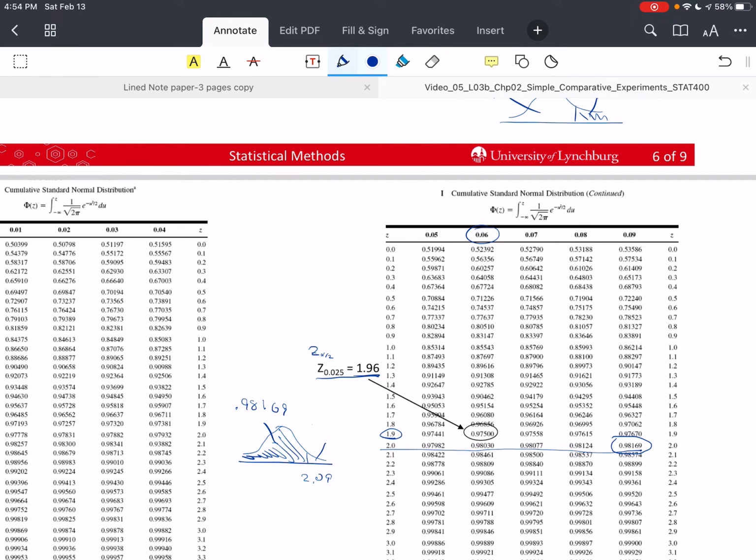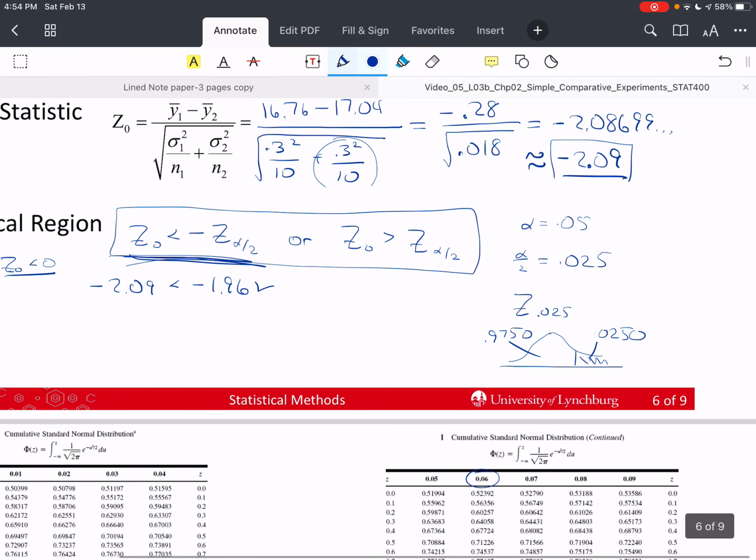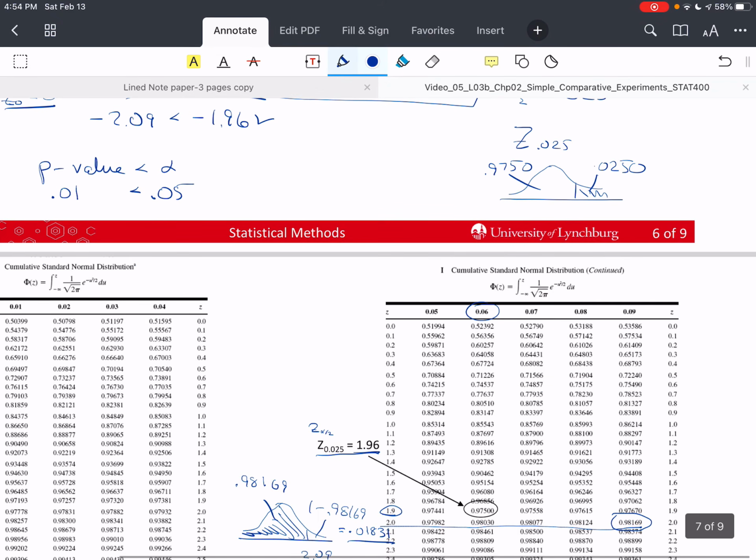So this is going to be 1 minus that, 0.98169. So 1 minus 0.96189, or no, did that wrong, didn't I? 1 minus 0.98169, there we go, is 0.01831. Okay. So my other critical region could be that the p-value is less than alpha. Alpha is 0.05, and then the p-value is 0.01831.